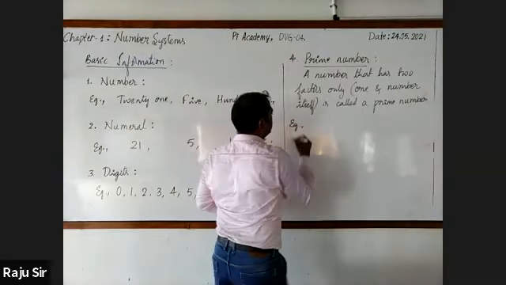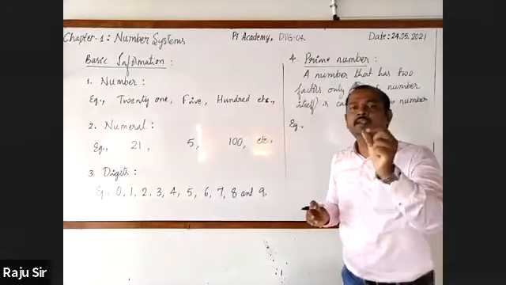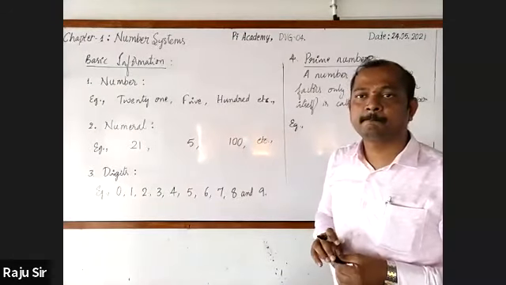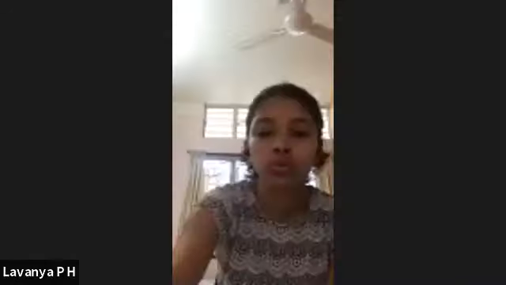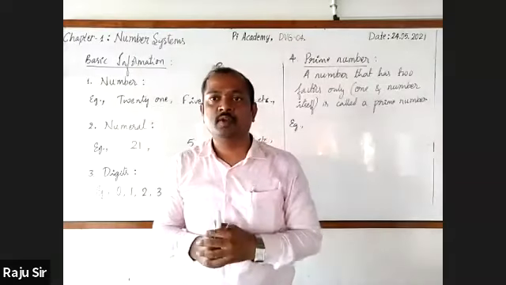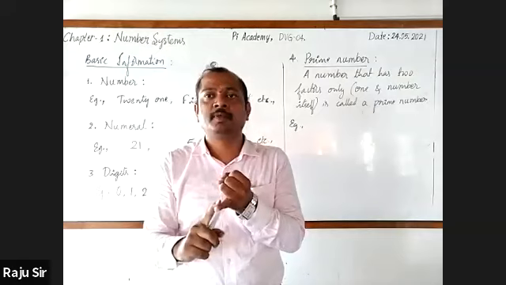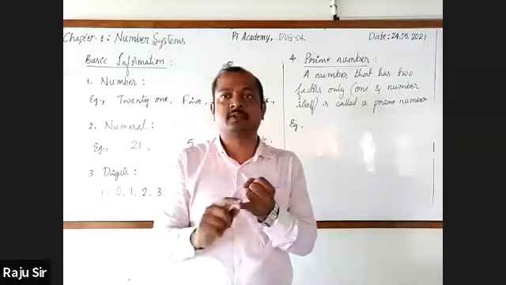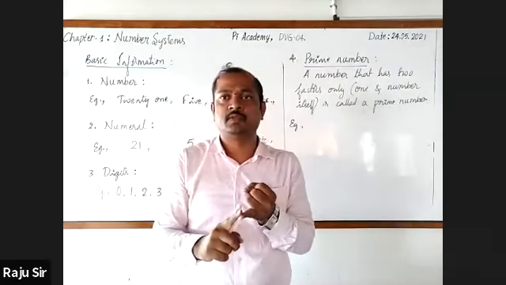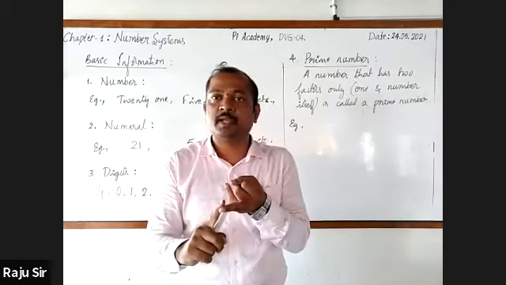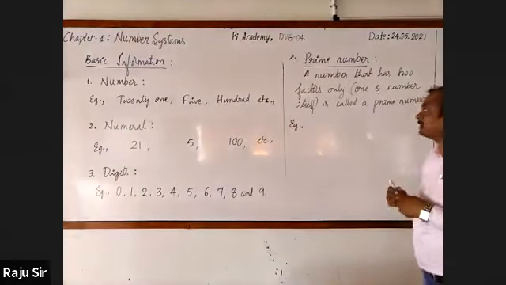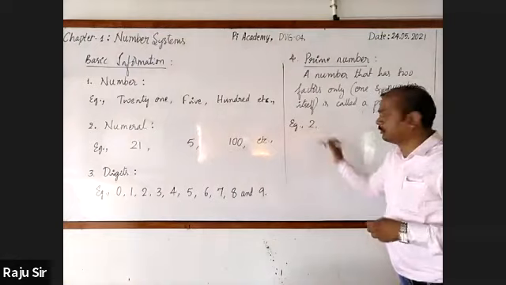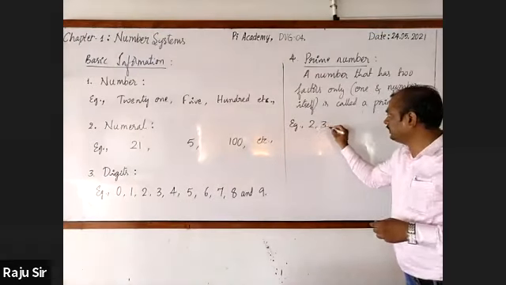Example for prime number. Which is the least prime number? 2, sir. Good. Very good. 1 is not a prime number because it has only one factor. 1 can be divided by 1 only. But the least prime number is 2. You must remember this. Followed by 3.